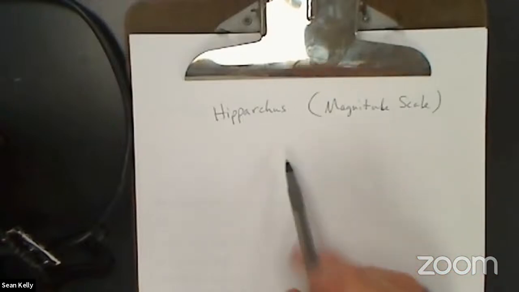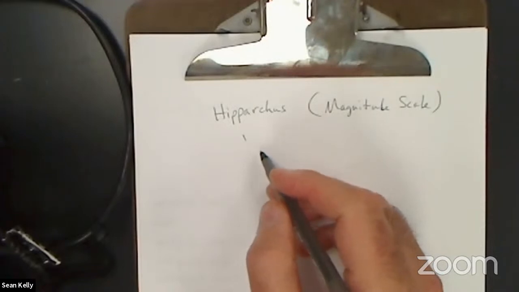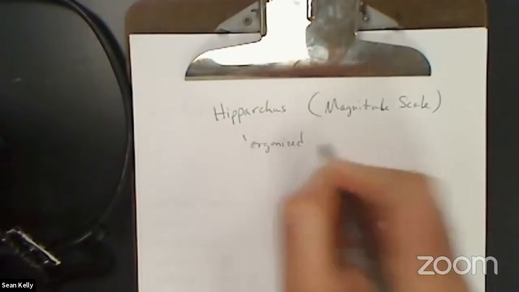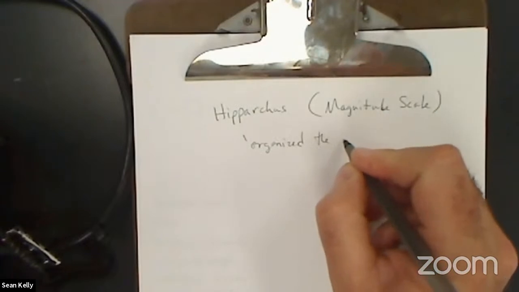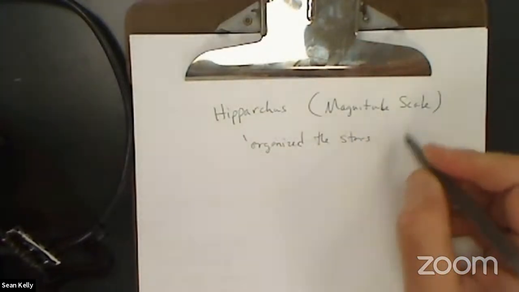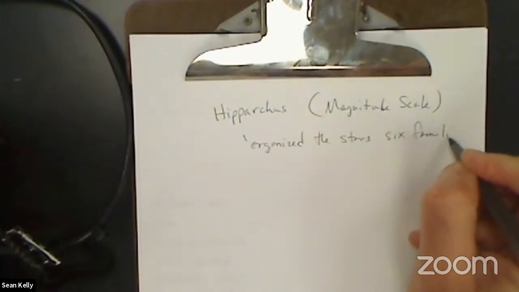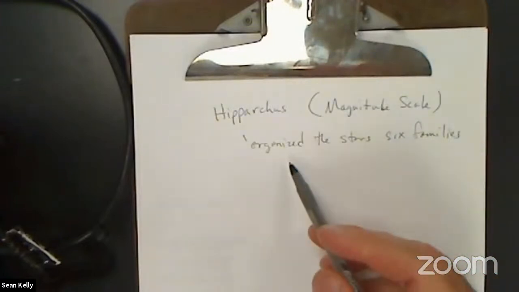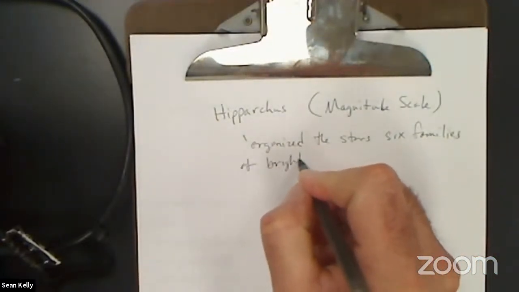Hipparchus said that when he looked at the sky, he saw that some stars were brighter and some stars were dimmer. And so he organized the stars into six families. And these families, he said, were arranged by their brightness. Six families of brightness.